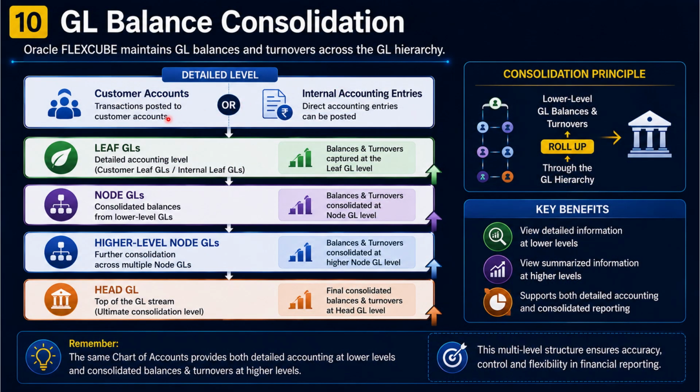At the detailed level, customer accounts are associated with customer leaf GLs, while direct internal accounting entries can be posted to internal leaf GLs. The balances and turnovers represented at the lower GL levels are then consolidated upward through the general ledger hierarchy. Leaf GL information is consolidated into the node GLs above them. Where the chart of accounts contains multiple levels, this information continues to roll up through higher-level node GLs within the GL stream. This multi-level structure allows the bank to maintain detailed accounting information at lower levels while viewing consolidated balances and turnovers at higher levels. Therefore, the same chart of accounts can support both detailed accounting requirements and consolidated financial information.